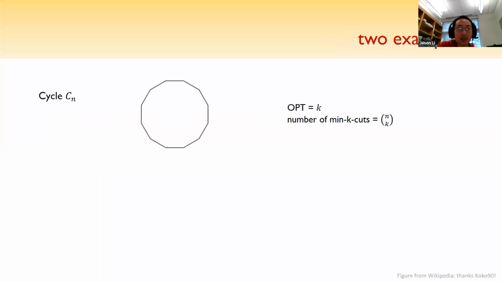Before we introduce the history of this problem, let's consider the min k-cut for 2 instructive examples. For the cycle, the best way to split the cycle into k pieces is just to delete any k edges of the cycle. Suppose every edge has weight 1, then the optimum is exactly k. And what about the number of min k-cuts, which is something else we'll consider during the talk? Here you can delete any set of k edges, and this will give you a min k-cut. So the number of min k-cuts is n choose k.